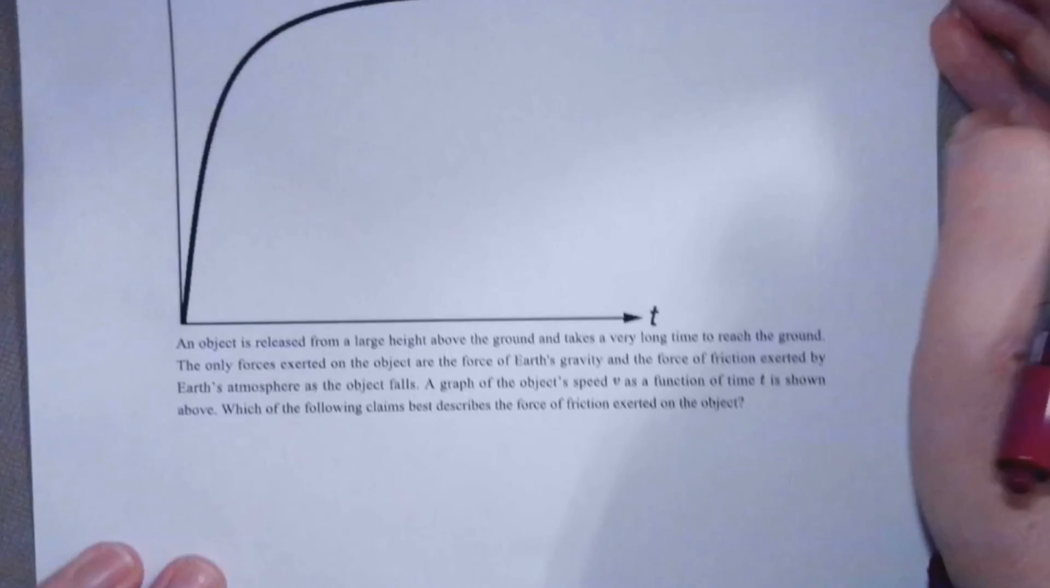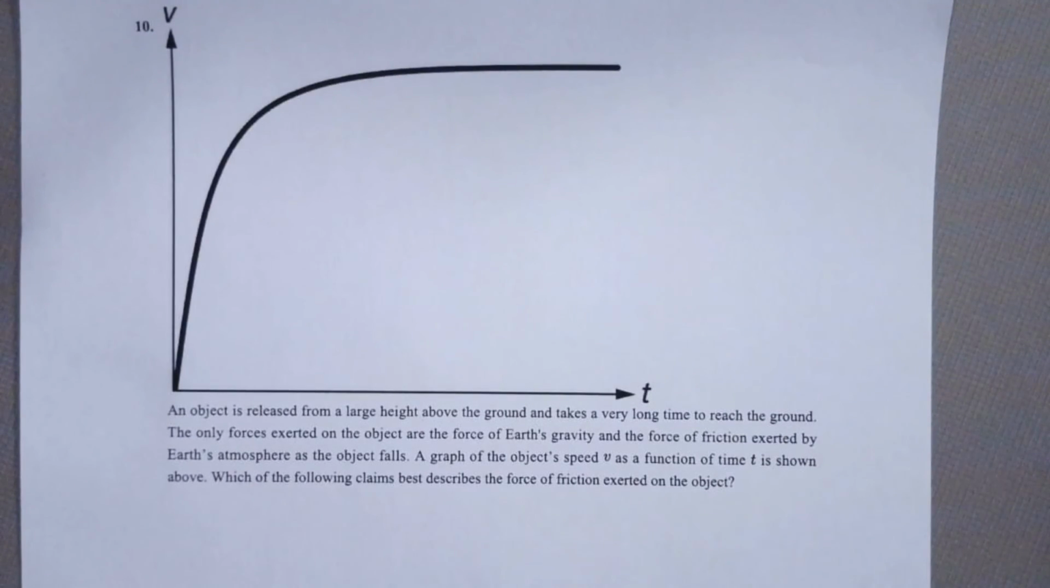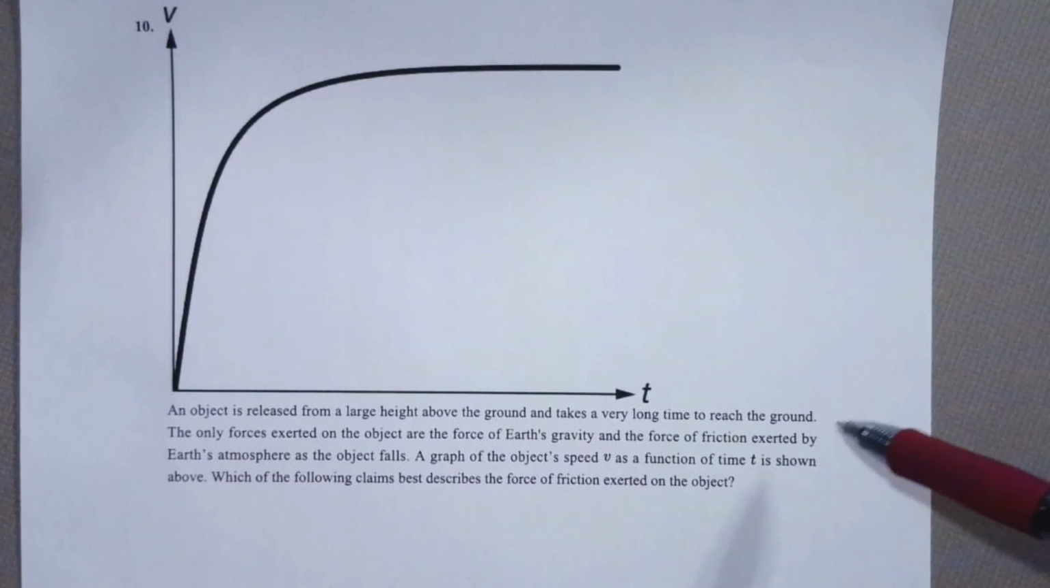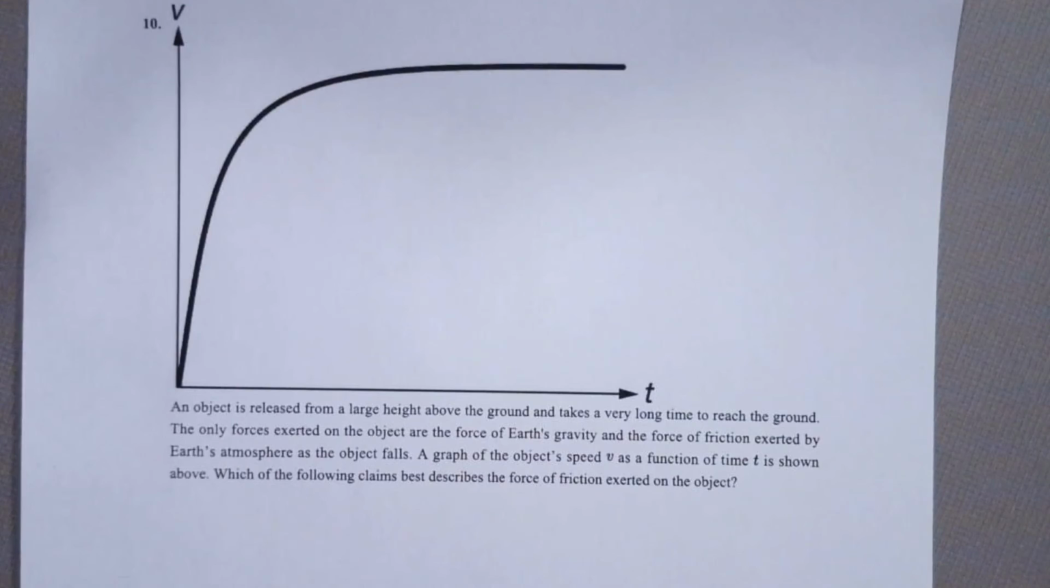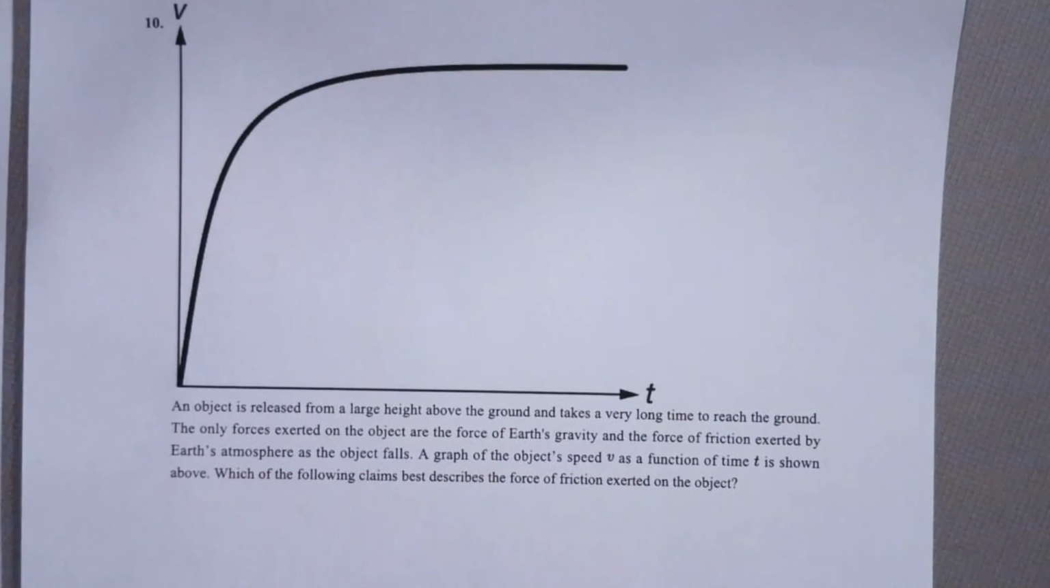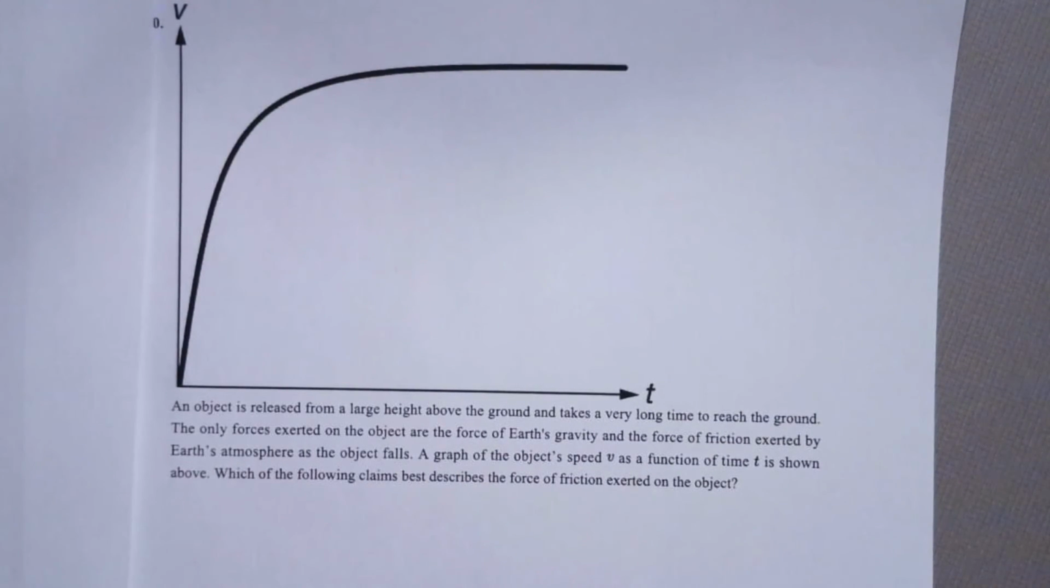An object is released from a large height above the ground and takes a very long time to reach the ground. The only forces exerted on the object are the force of gravity and the force of friction. The speed as a function of time is shown above. Which of the following best describes the force of friction exerted on the object?